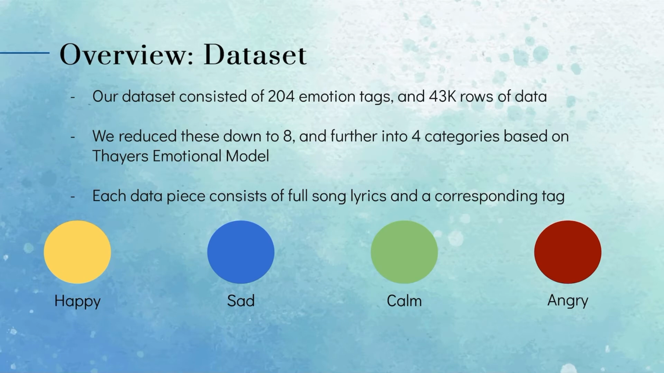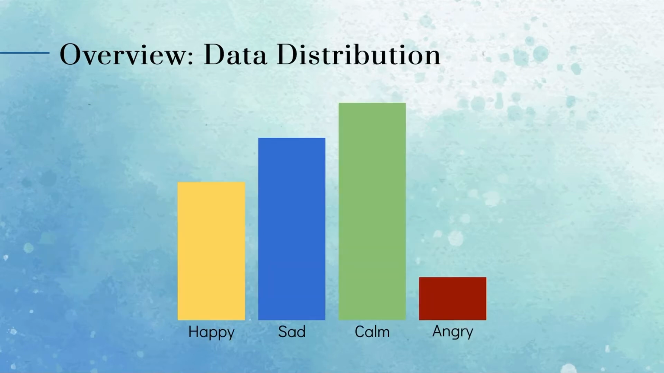For our data set, we started off with 204 emotion tags and 43,000 rows of data. We reduced these down to 8 and further into 4 categories based on Thayer's emotional model, with full song lyrics and a corresponding tag from happy, sad, calm, and angry. The data distribution was as follows, where angry had the lowest amount of data.